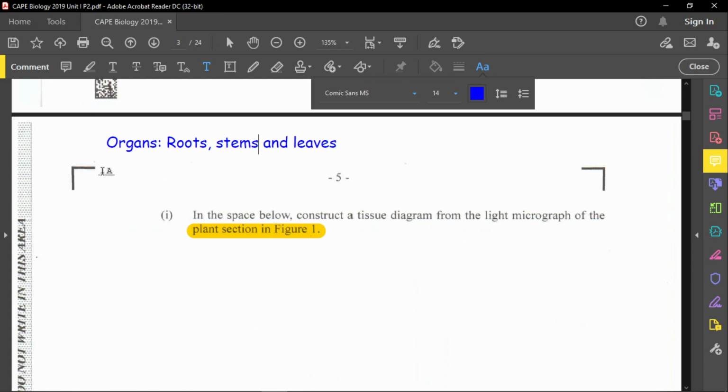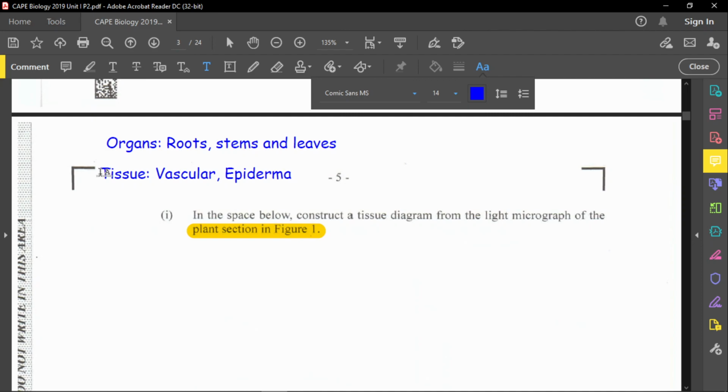And in terms of tissue, they are grouped in different categories based on their function as well. So in terms of plant tissue, we'll have the vascular tissue, just to make a note of that. We also have the epidermal tissue.